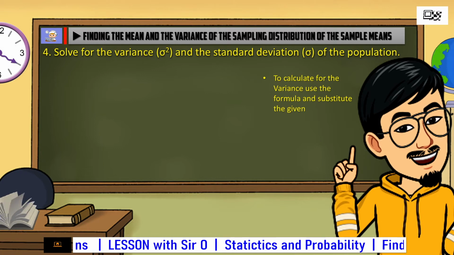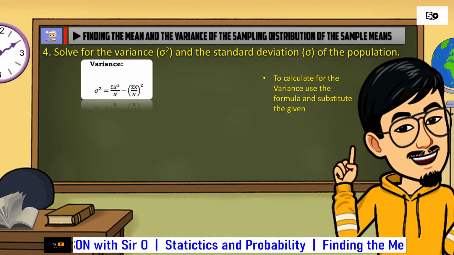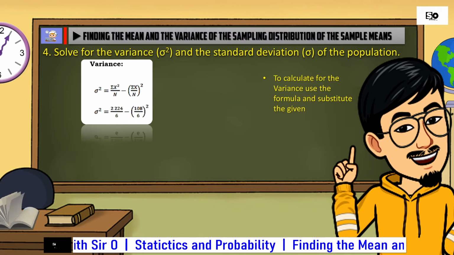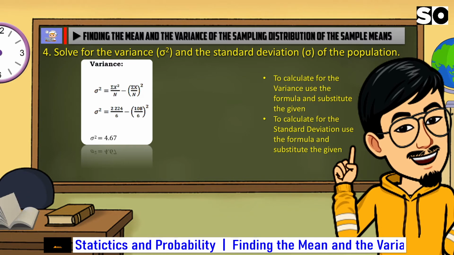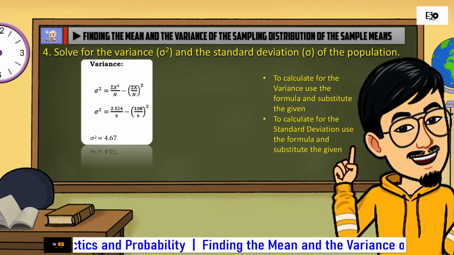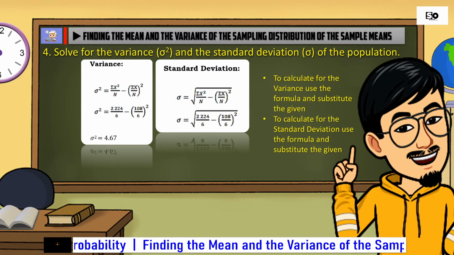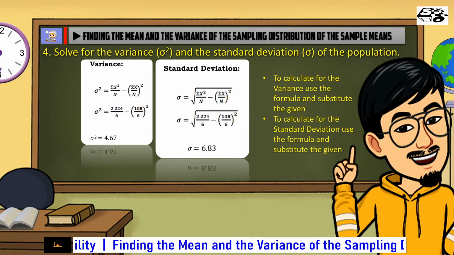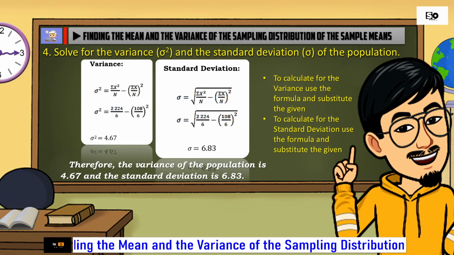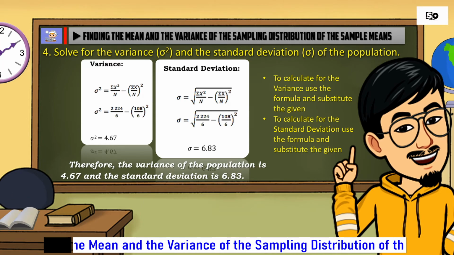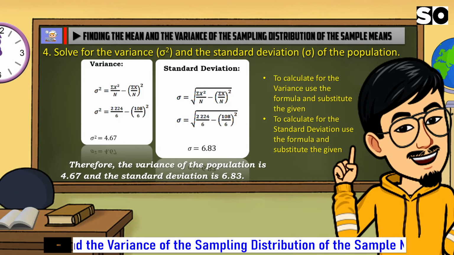To calculate for the variance, use the formula and substitute the given. To calculate for the standard deviation, use the formula and substitute the given. Therefore, the variance of the population is 4.67 and the standard deviation is 6.83.